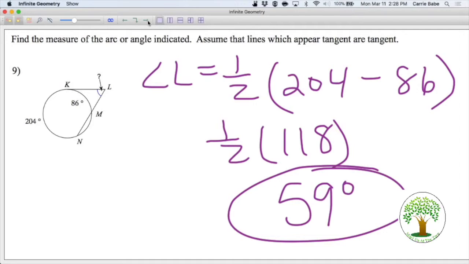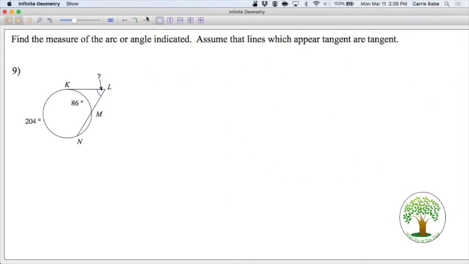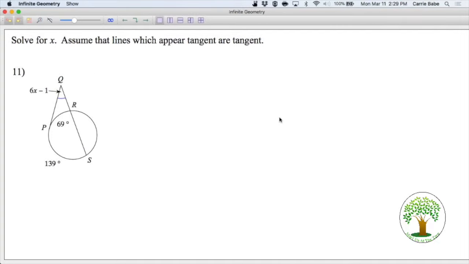All right, are we ready? Amy, what did you get for number 9? 59. Okay, so we're ready to move on to number 11. Is that correct? Yes, ma'am. All right, here we go. Number 11 is the same concept. It's just now with an equation. So we have 6x minus 1 equals 1/2 of what?